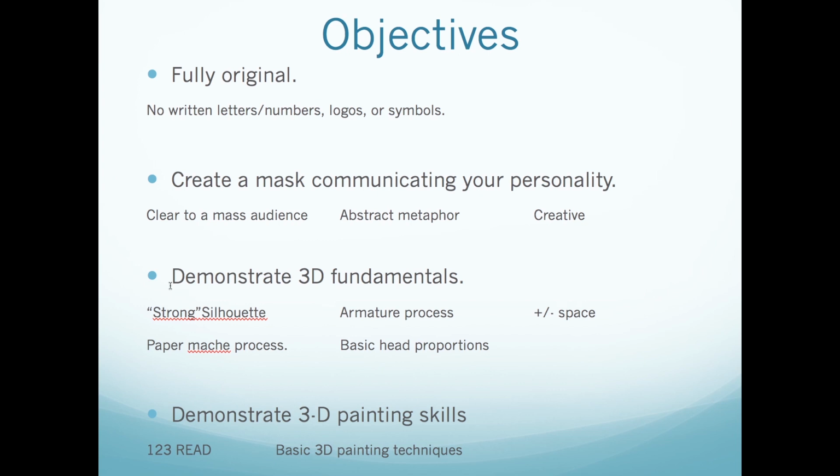Demonstrate your 3D fundamentals that you've learned up to this point in the year. So show me a strong silhouette, not just a generic silhouette. Demonstrate the armature process. Show me your strategic use of positive and negative space. Show me the papier-mâché process, and then basic head proportions. Finally, demonstrate your 3D painting skills. That would be a 1, 2, 3 read on your 3-dimensional forms and basic 3D painting techniques that we learned from last class.